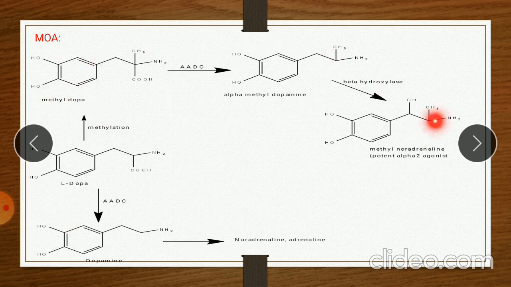Again I repeat: first, alpha-methyldopa is converted into alpha-methyldopamine by the enzyme AADC, a decarboxylation reaction. Then this compound undergoes hydroxylation at the beta position and forms methylnoradrenaline. This methylnoradrenaline is a potent alpha-2 agonist which decreases sympathetic outflow and lowers the blood pressure, and also decreases the total peripheral resistance. So that is the mechanism of action of methyldopa.